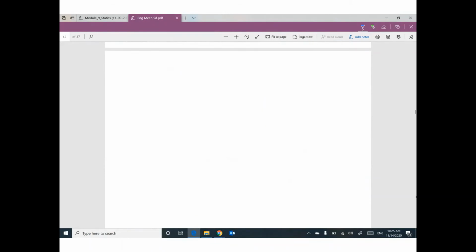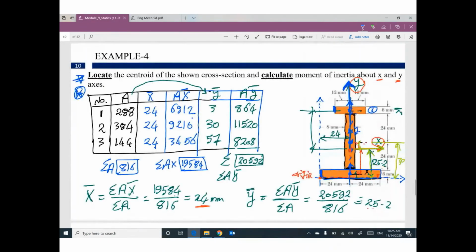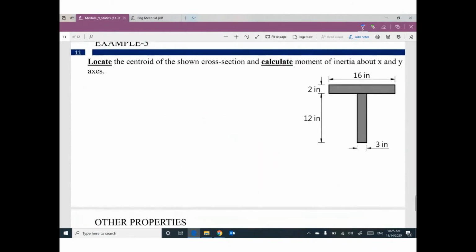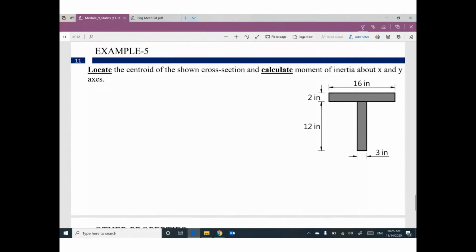One more example. We have another example here. A T section, and we need to locate the centroid. Let's start with the first one. To locate the centroid, I'm going to divide this cross section into two parts. The first one, part number 1, with its centroid. For part number 2, with its centroid.